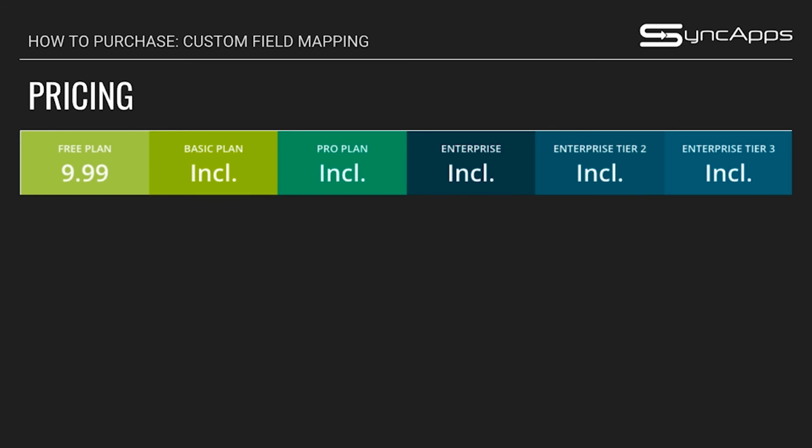So the custom field mapping add-on is included in our basic, professional, and enterprise plans. For the free plan, we offer this one as an add-on for only $10 per month per company.